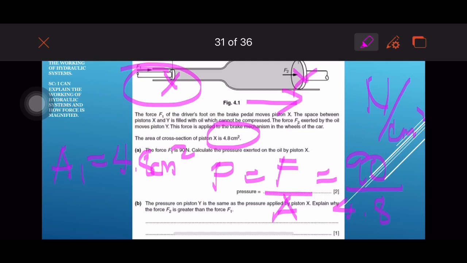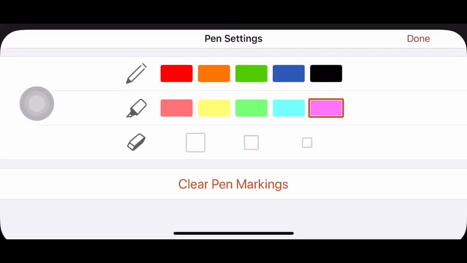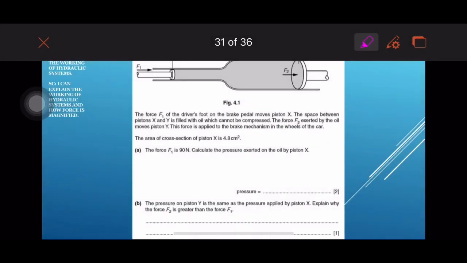So that's the pressure. Let me just write it here: 18.75. It's not Pascal this time because it is in centimeters squared. So Newton per centimeter squared is what we will write as the unit. You don't need to convert to Newton per meter squared. That's enough. Okay, so that's the first part of the question. Now, let's go to the second part of the question.